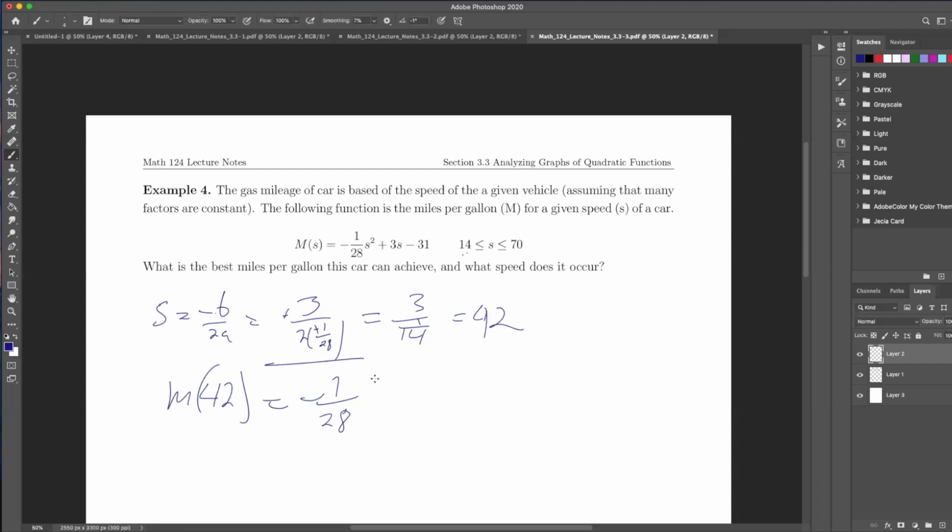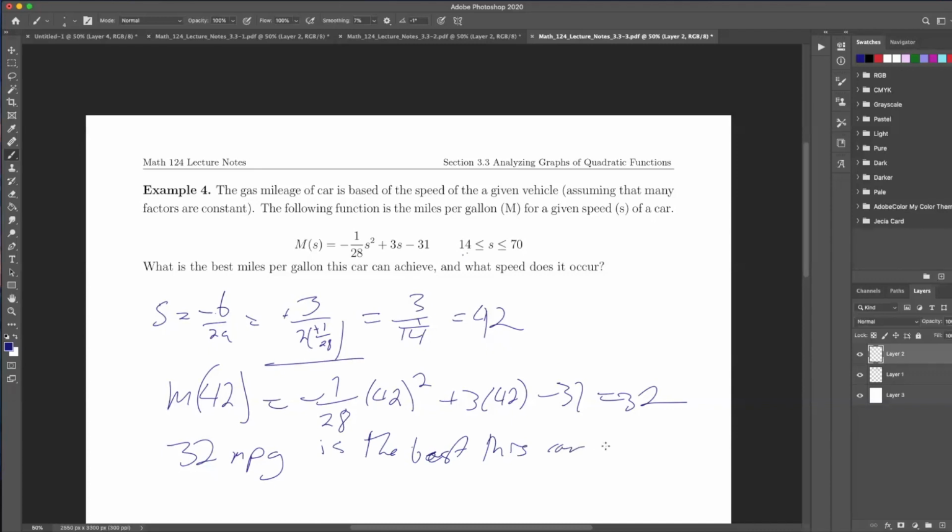This you're definitely going to want to chunk through a calculator. So we just plug it into this function. 42 squared plus 3 times 42 minus 31. You chunk that through a calculator, you're going to get 32. Okay, so 32 miles per gallon is the best this car can achieve at the speed of 42 miles per hour.